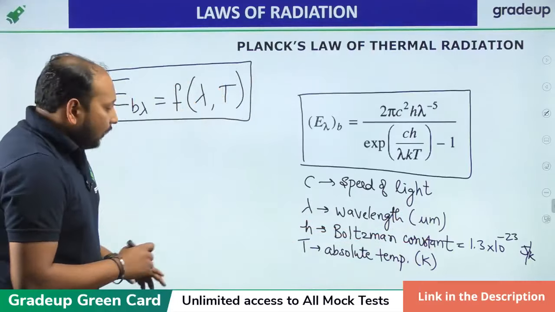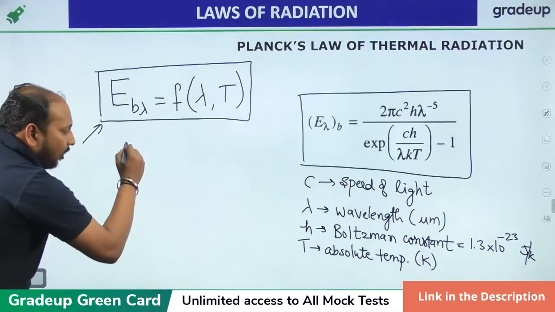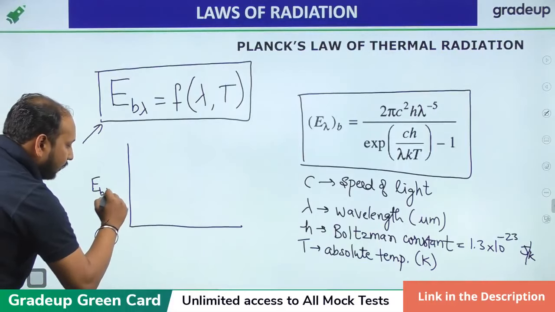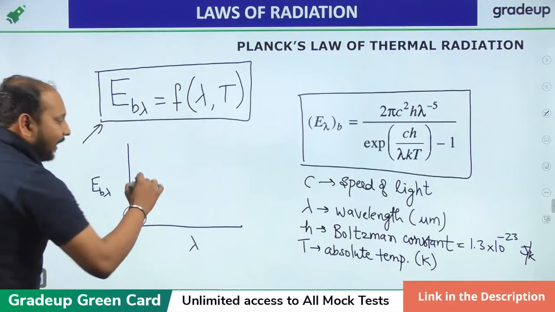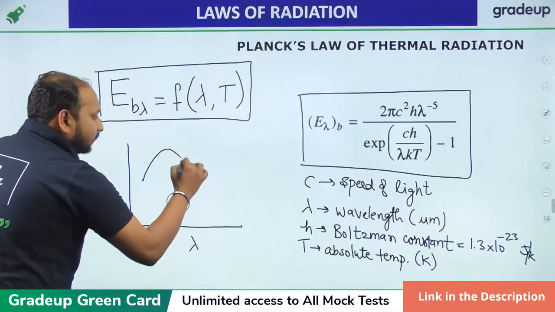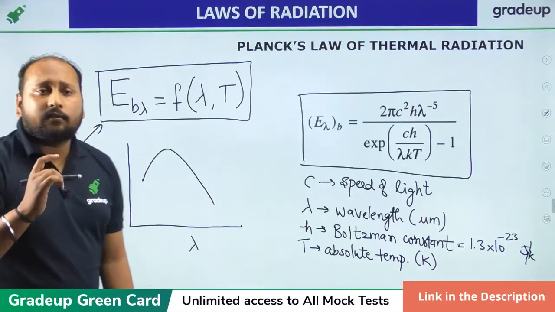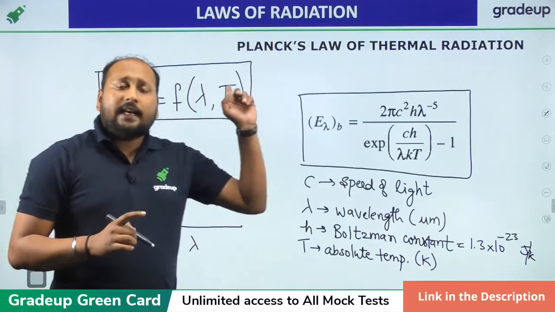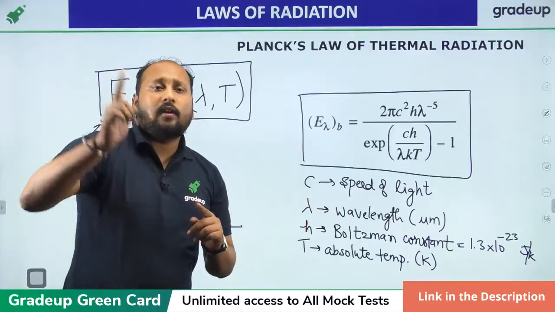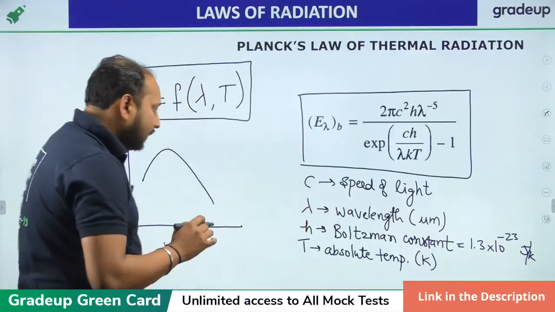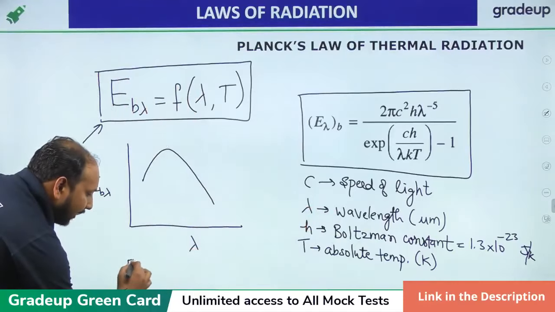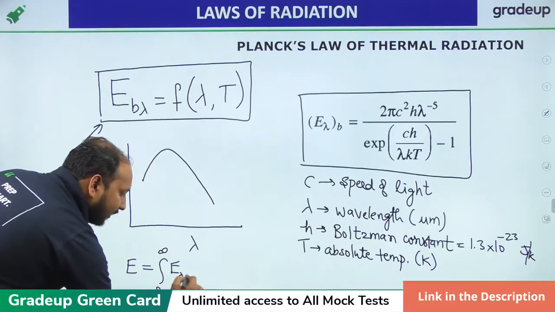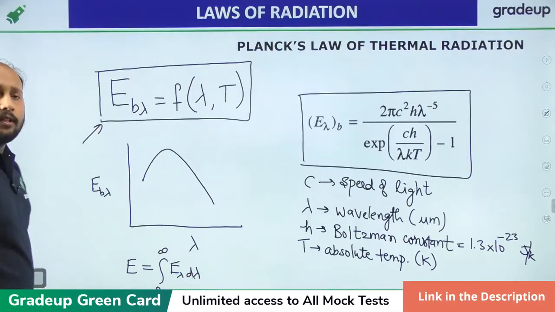Now, when you plot a graph between the monochromatic emissivity of a black body, E B lambda, and lambda, he found that the curve was something like this. Yesterday also, when we were studying monochromatic emissivity, I told you about this curve, where the integration of monochromatic emissivity over the whole wavelength tells you the total emissive power. Clear? Yesterday we studied this. The total emissive power is the integration from 0 to infinity of the monochromatic emissivity times d lambda. This is also applicable for the black body.